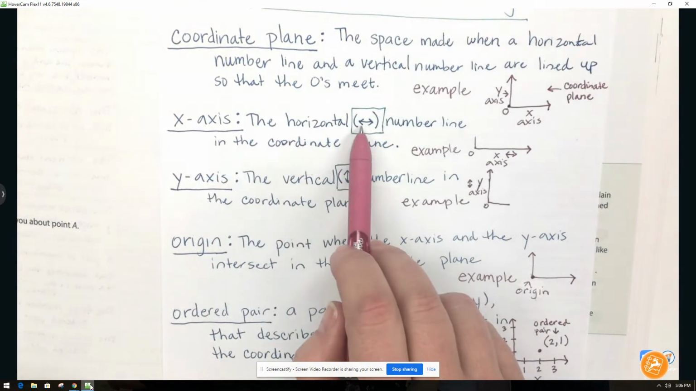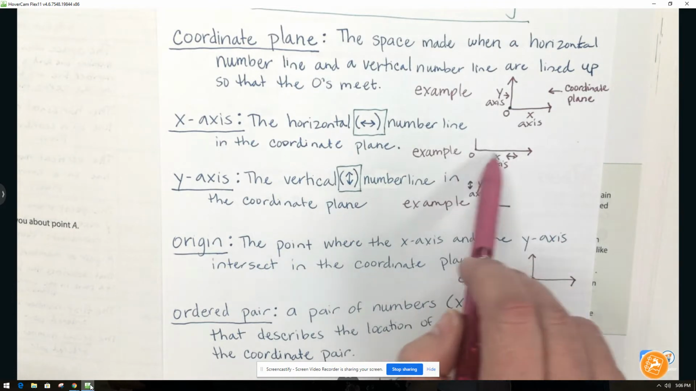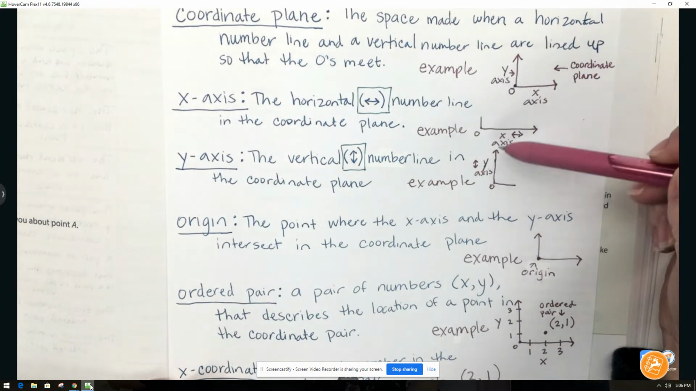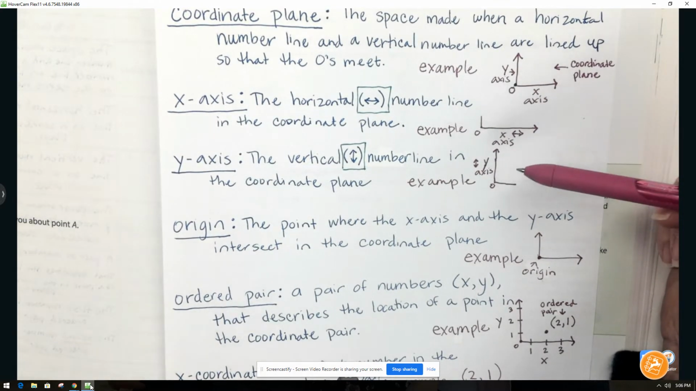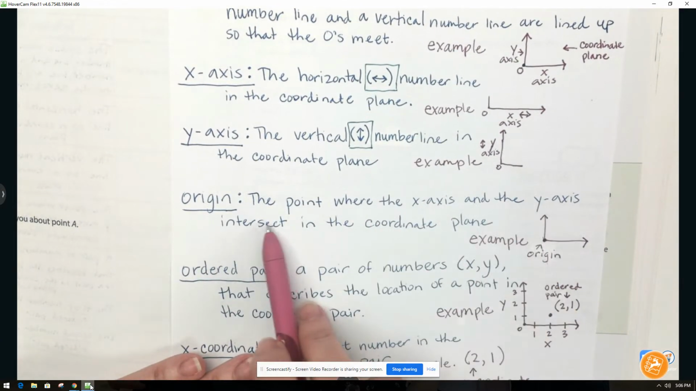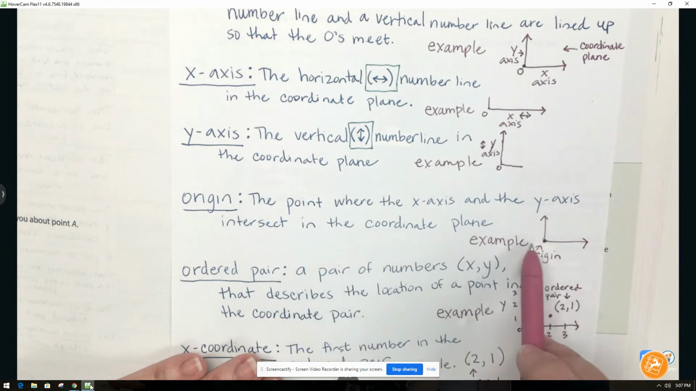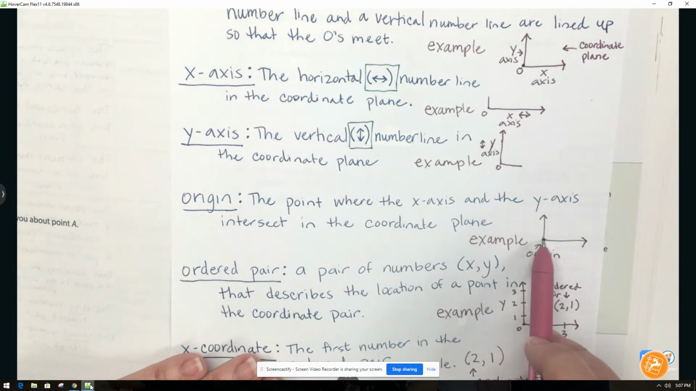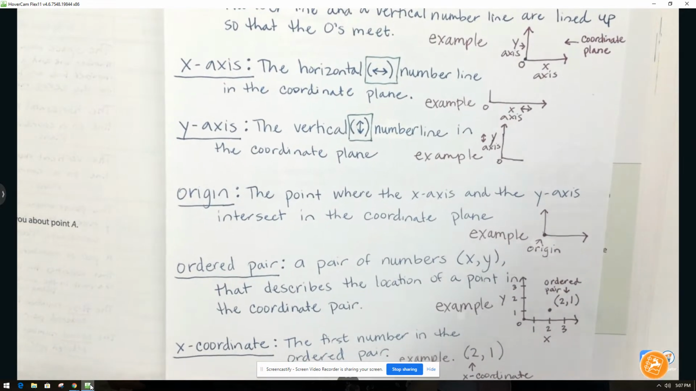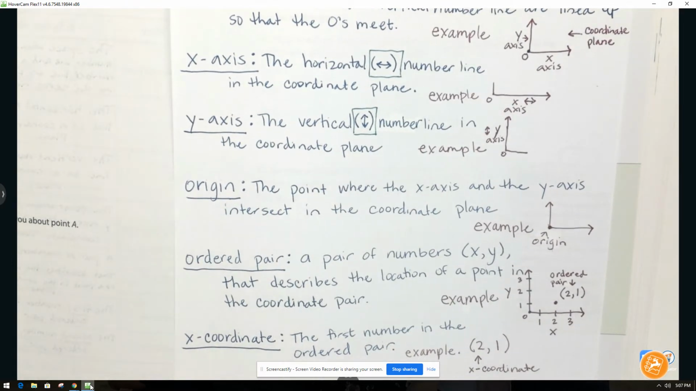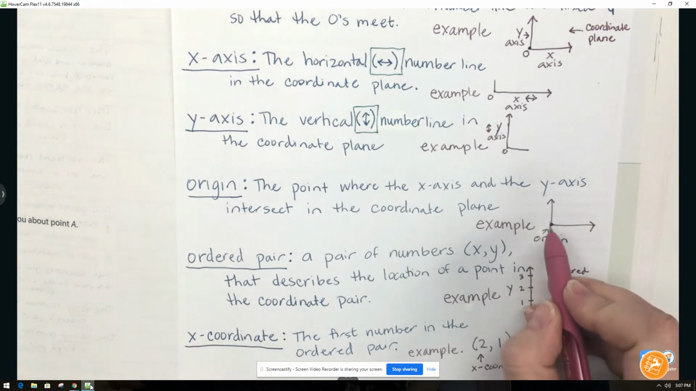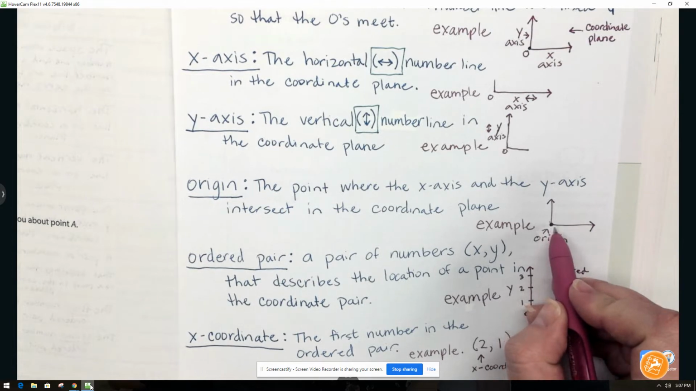The x-axis is the horizontal number line, the number line going side to side in the coordinate plane. The y-axis is the vertical number line, the number line that goes up and down in the coordinate plane. The point of origin is the point where the x-axis and the y-axis intersect in the coordinate plane. Your point of origin is going to be here, and it's often labeled with an O for origin. A lot of people think that the O means 0, but it actually stands for the point of origin, though it also serves double duty because it is where the x value is 0 and the y value is 0.